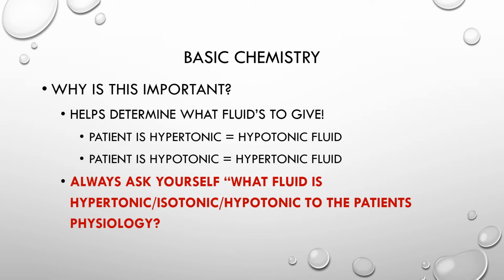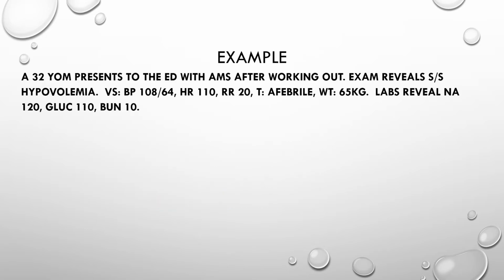So if you gave a hypotonic patient hypertonic fluid, such as 3% normal saline, you would dramatically increase the patient's tonicity, which could lead to significant consequences. So here's an example to prove my point.